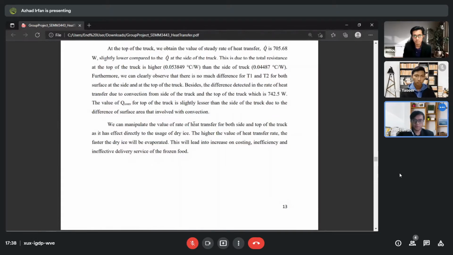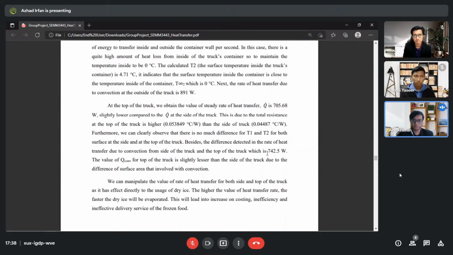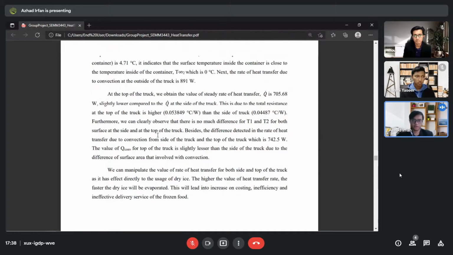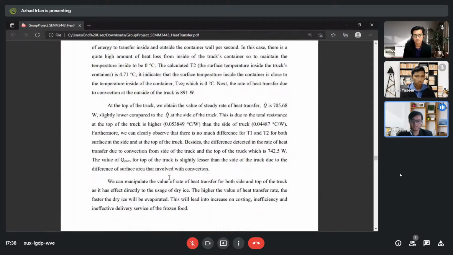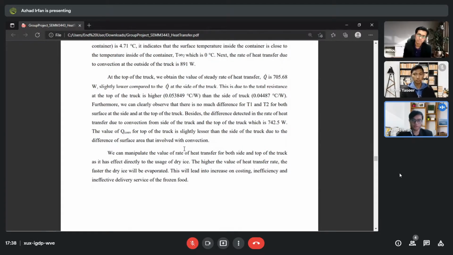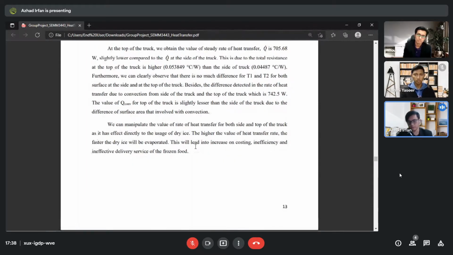Then we determined the rate of heat transfer due to convection for the top of the truck, which is 742.5 watt. So the value of Q convection for the top of the truck, as calculated before, is slightly lower than the side of the truck. This is because of the surface area involved with convection. We know that the surface area of the top is less than the side of the truck.